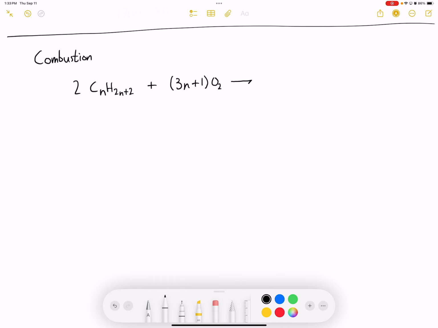All right. So if you had the value of n, which is the number of carbons, you could figure out the coefficients for oxygen as well. So n CO2, all right, plus n+1 H2O, like that, okay? So that is the equation you can use to figure out the balanced combustion.